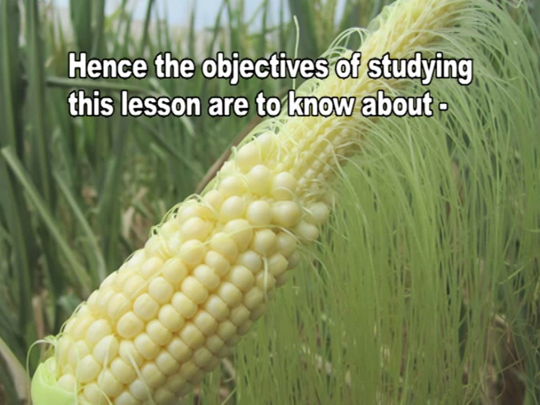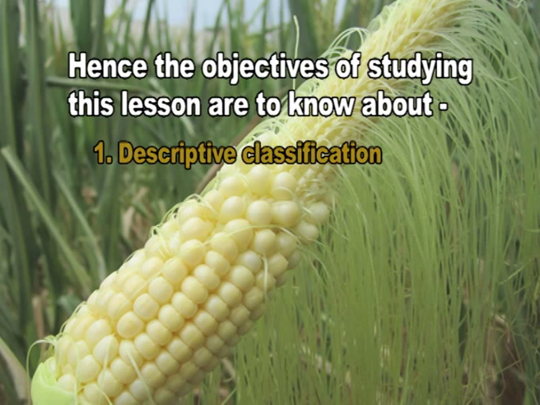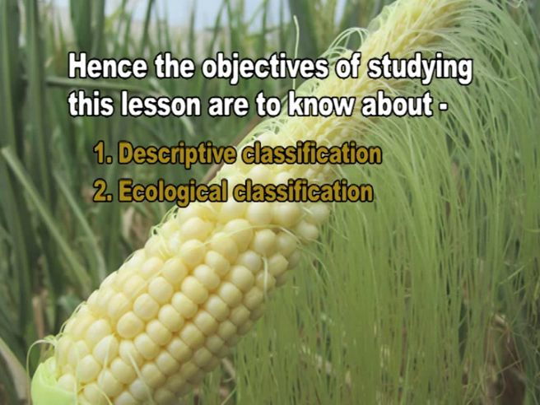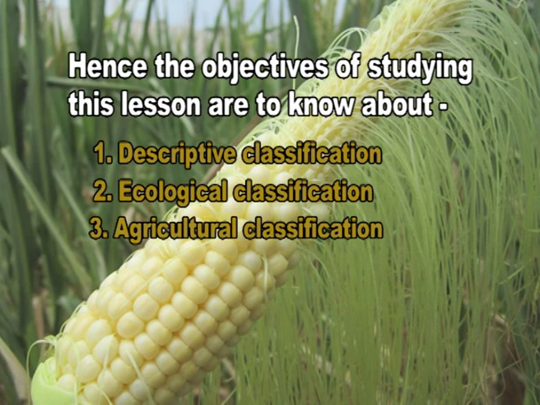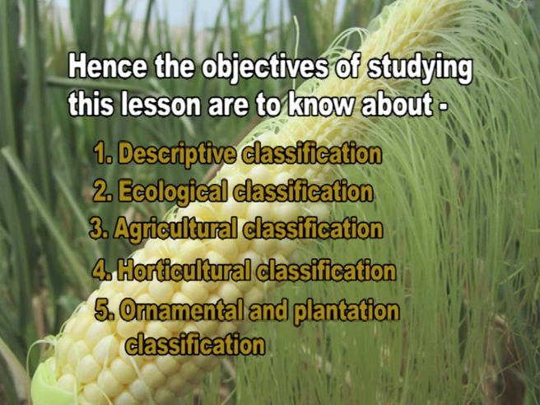Hence, the objectives of studying this lesson are to know about the descriptive classification, ecological classification, agricultural classifications, horticultural classification, ornamental and plantation classification. These are the five major classification schemes which we are going to see in this lesson.